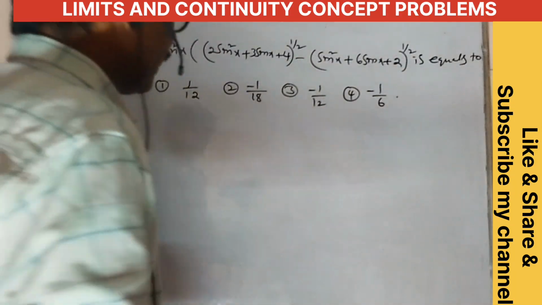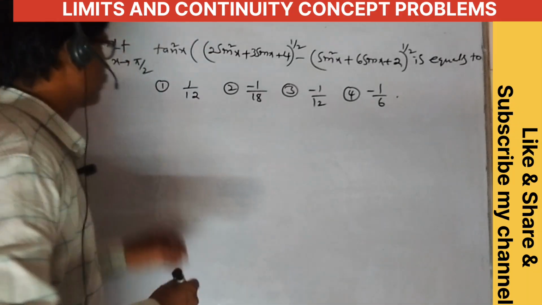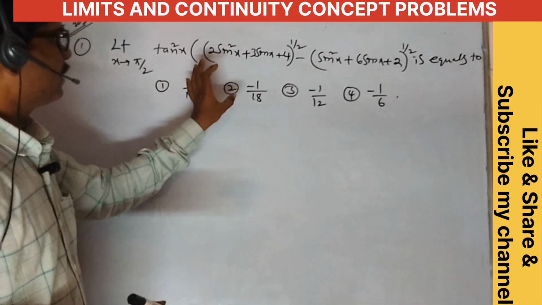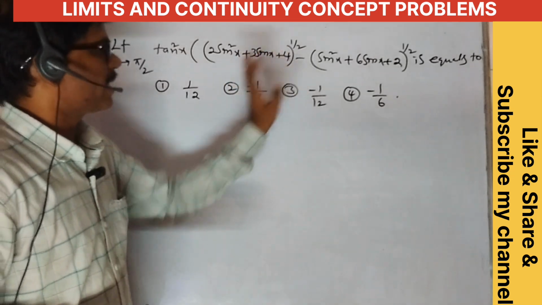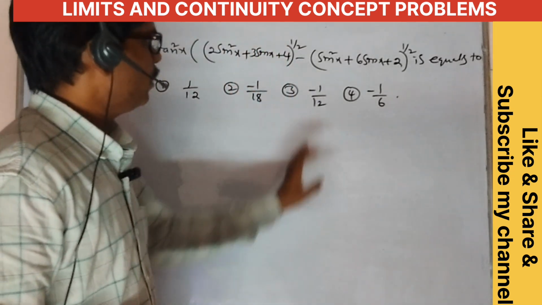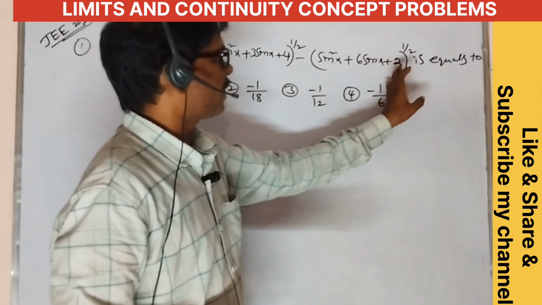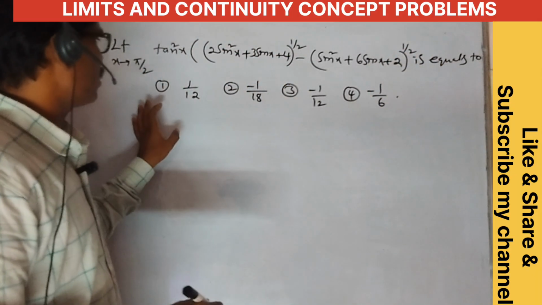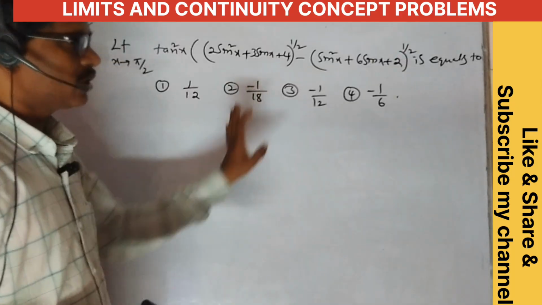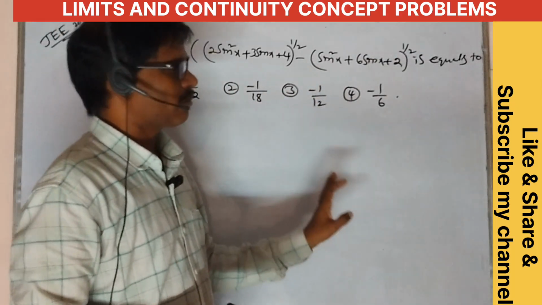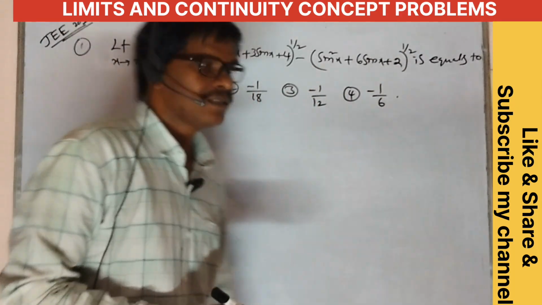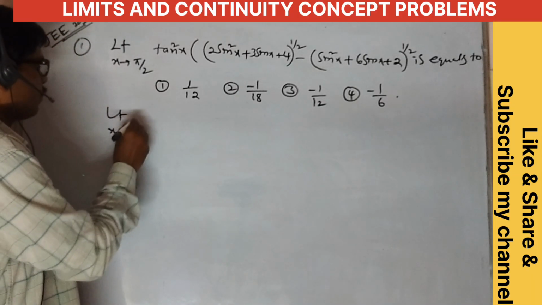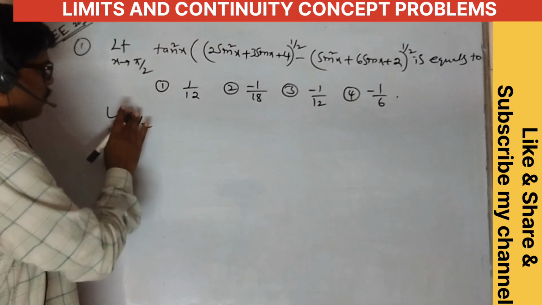Okay, one more question. This is the JEE Mains question 2022. Limit as x extends to pi by 2 of tan square x into the square root of (2 sin square x plus 3 sin x plus 4) minus the square root of (sin square x plus 6 sin x plus 2), is equal to: first option 1 by 12, second option minus 1 by 8, third option minus 1 by 12, fourth option minus 1 by 6. Okay, what is the question given? The limit extends to pi by 2.